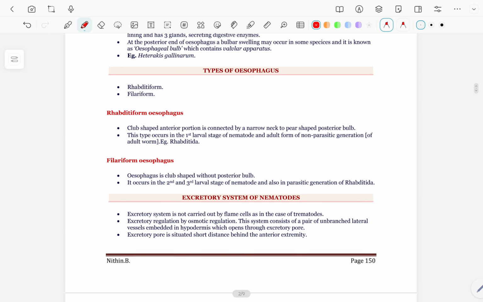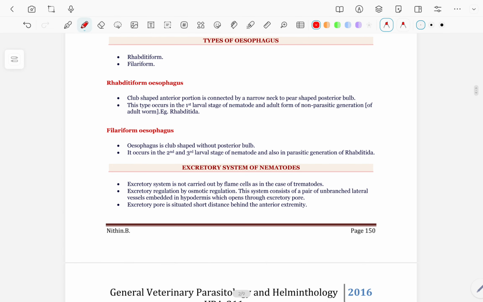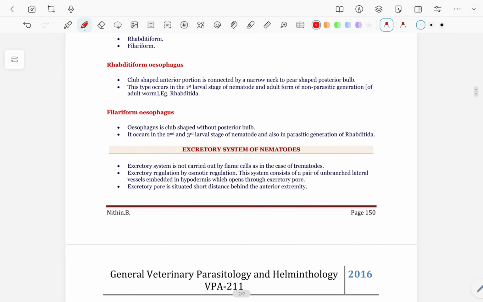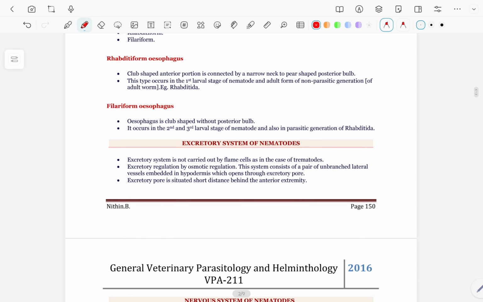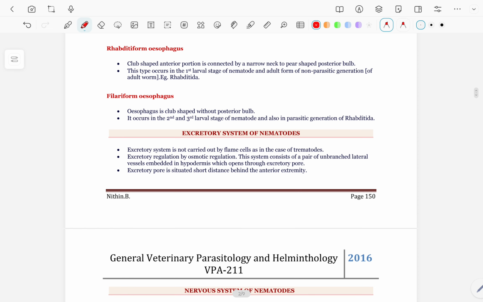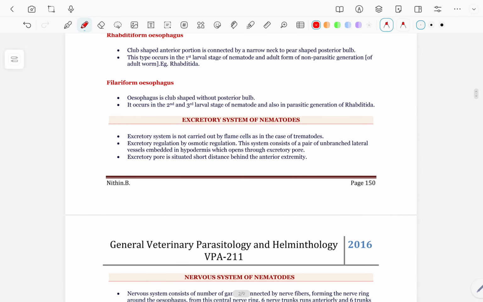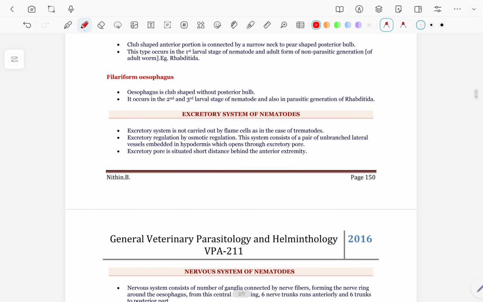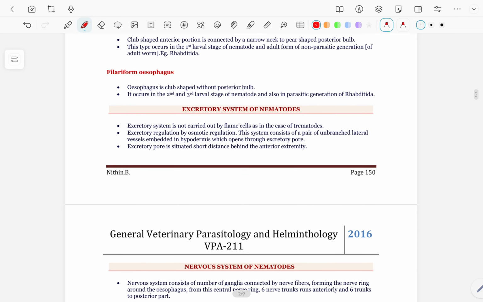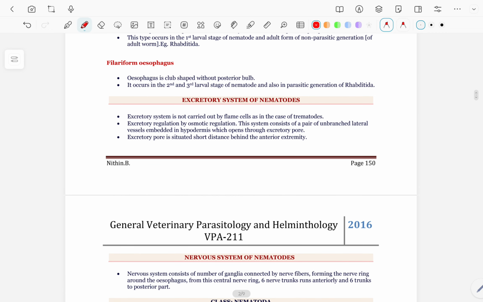Types of esophagus: rhabditiform, filariform. Rhabditiform esophagus: the club-shaped anterior portion is connected by a narrow neck to a pear-shaped posterior bulb. This type occurs in the first larval stage of nematodes and in the adult of the non-parasitic generation of Rhabditida. Filariform esophagus: the esophagus is club shaped without a posterior bulb. It occurs in the second and third larval stages of nematodes and also in the parasitic generation of Rhabditida.